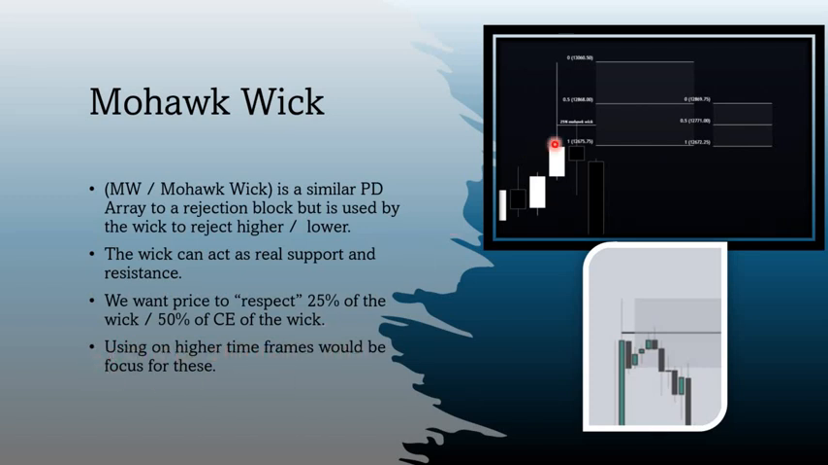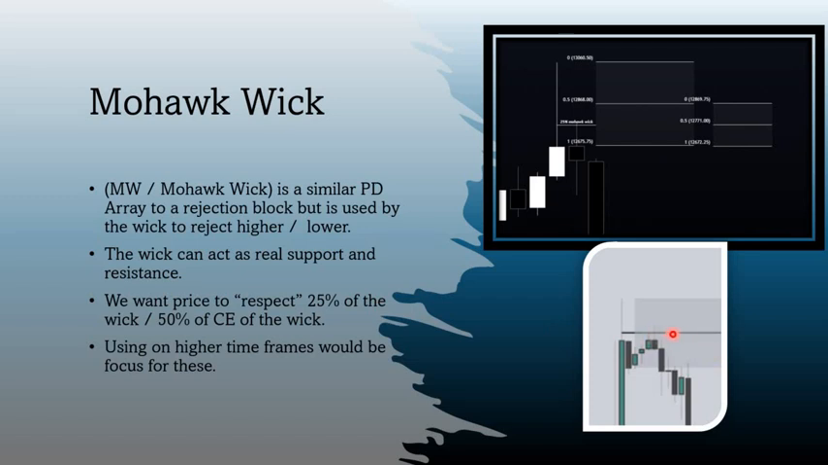Alright, so if we pay attention to here, this is our Mohawk wick. We measure out premium and discount of the wick, we have consequent encroachment. We measure out premium and discount of consequent encroachment, we get consequent encroachment of consequent encroachment, which is going to be 25% of the wick. We will usually be using Mohawk wicks on the daily time frame, okay? Daily time frame. That's where we'll be predominantly using Mohawk wicks.